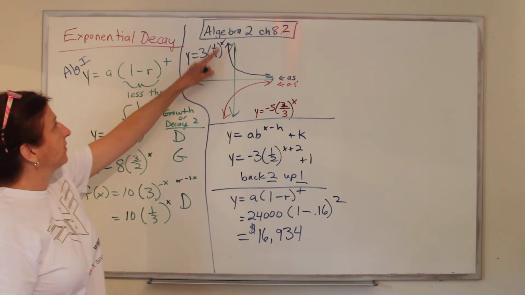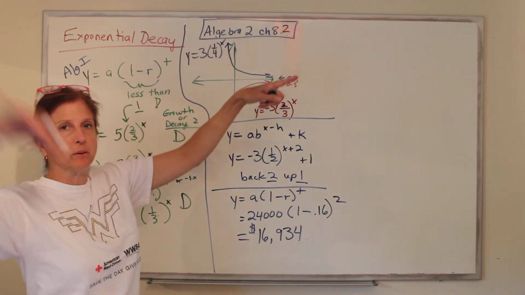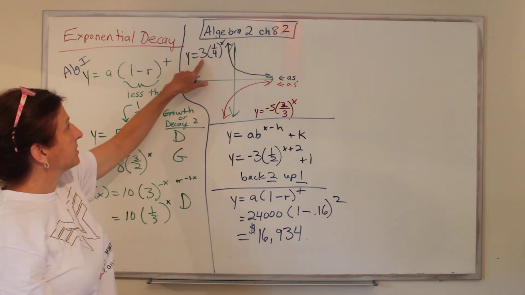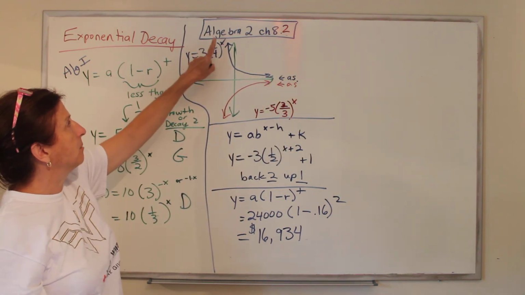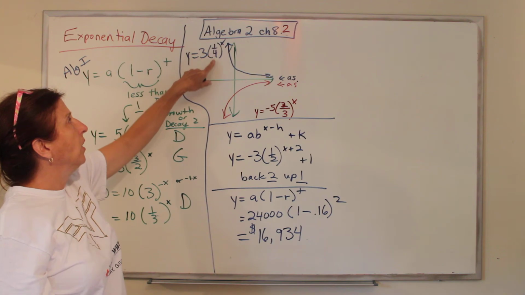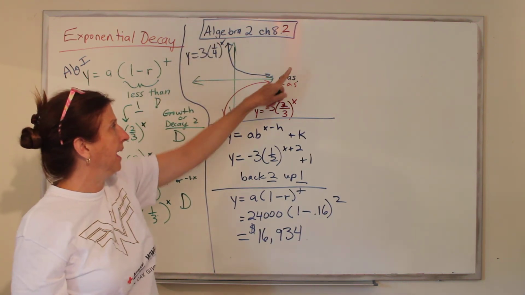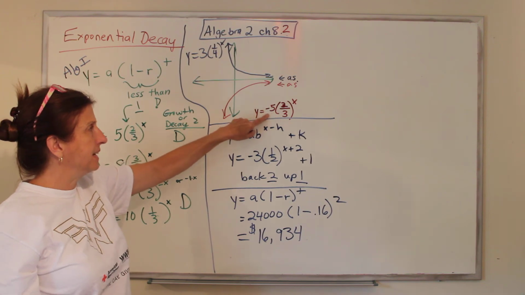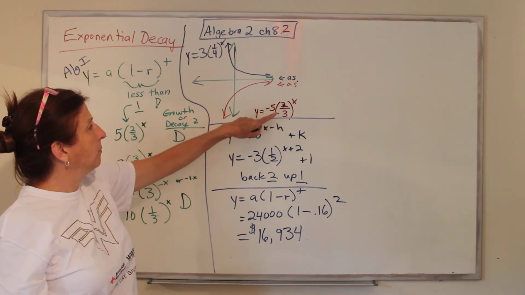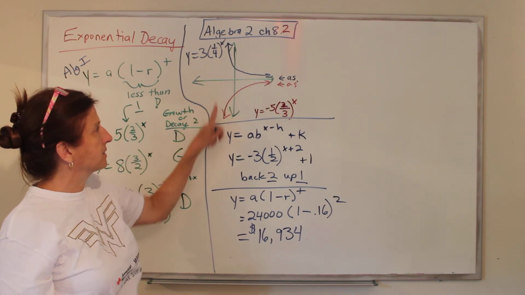The graph of these things looks like that. That's what I do with my hand. Whoop. And so this is the graph of 3 times, that means how much I started with, 1/4, my decay factor, to the x. It would look like that. This one, because it has a -5, looks like that.